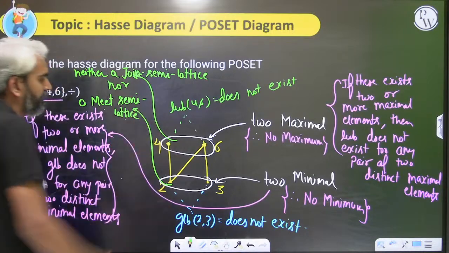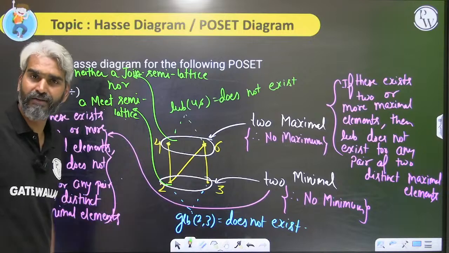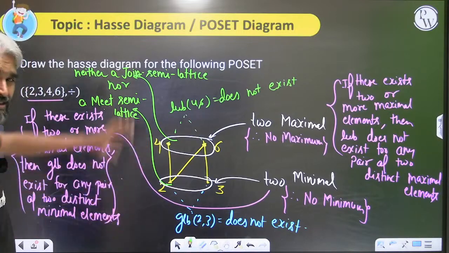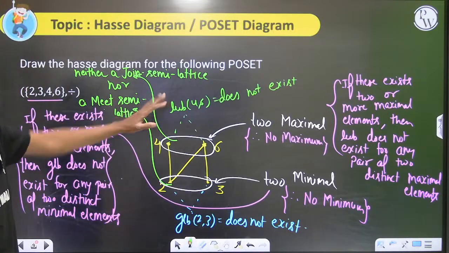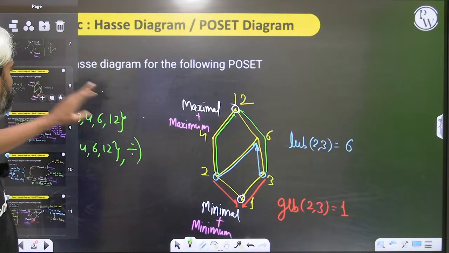So if there are two or more maximals, it cannot be a join semi-lattice. Two or more minimals, it cannot be a meet semi-lattice. So this is the opposite, but neither a join semi-lattice nor a meet semi-lattice. Now let's go back to the other examples which we took.